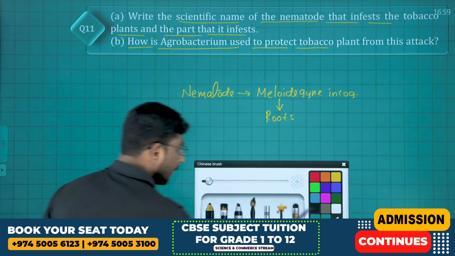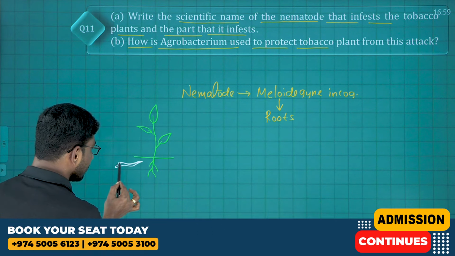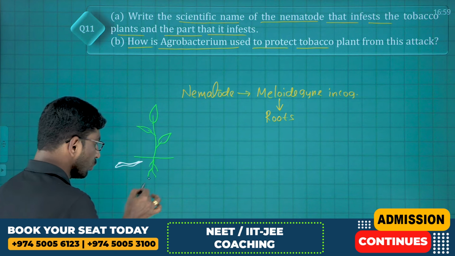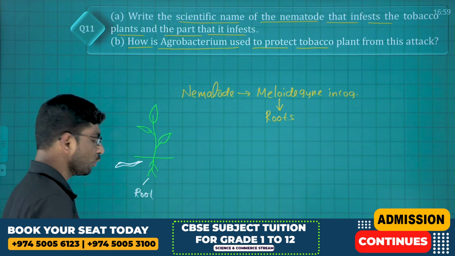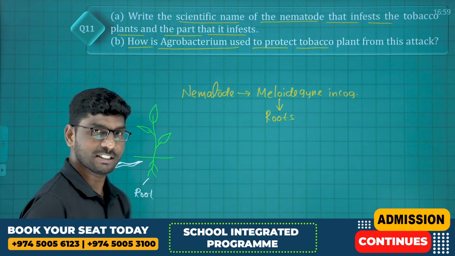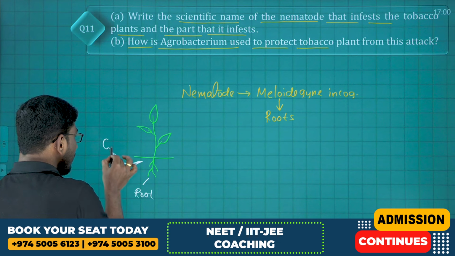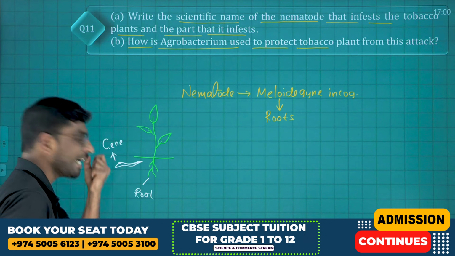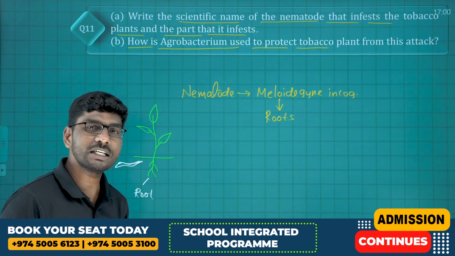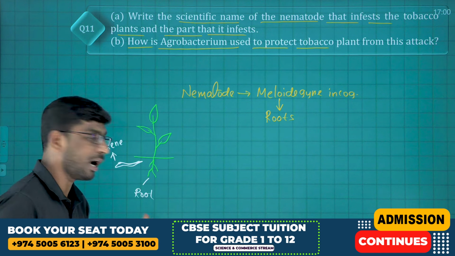In this root, there is a worm. The worm name is called what? Nematode. This nematode is Meloidogyne incognita, and this worm is infecting the roots of tobacco. With the help of the RNAi mechanism, we isolate a gene from Meloidogyne incognita. You know what that gene is? The gene which produces a protein for the growth of this nematode.